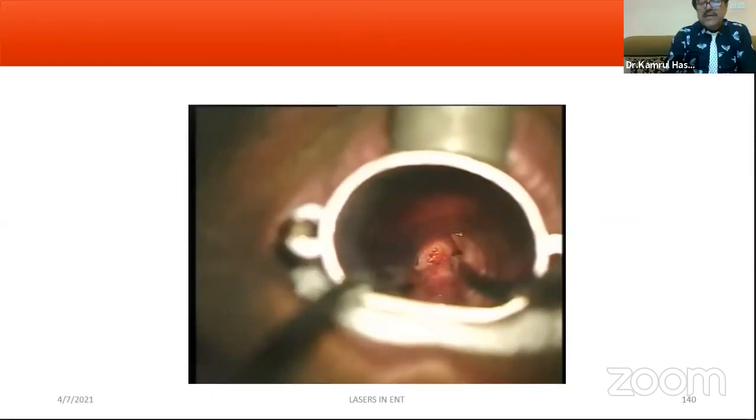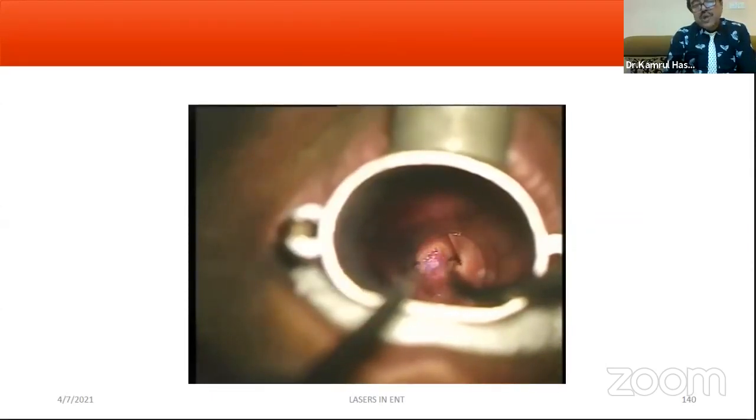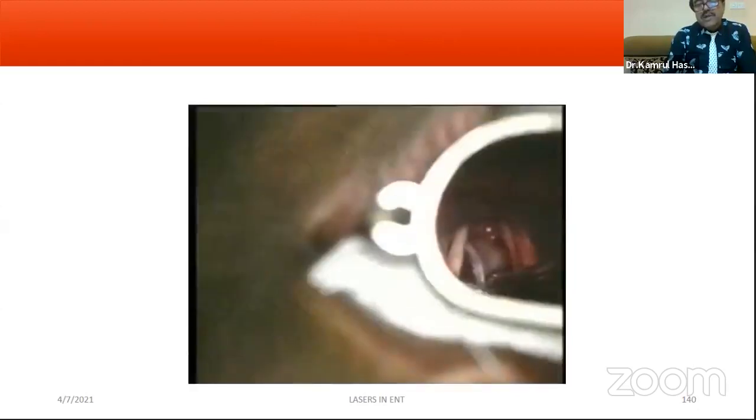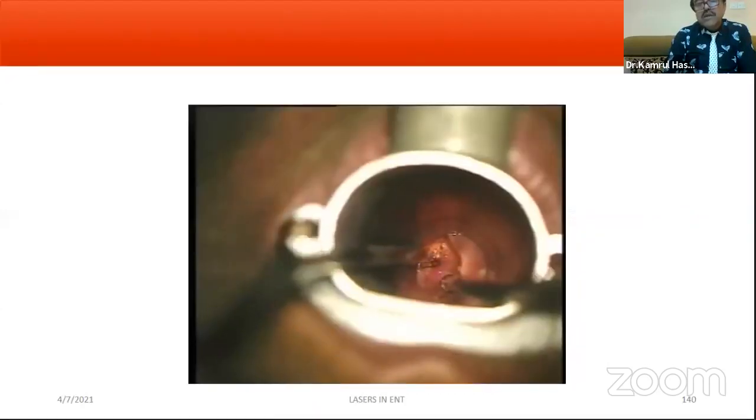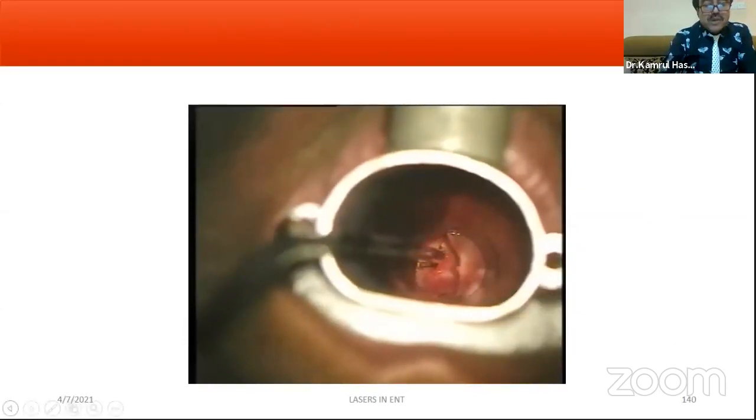So in those cases, what to do? You can use both the diode and carbon dioxide laser in a crisscross manner. Yes, you have seen the work is done beautifully. There is a T-tube, through the incision that is given, and the T-tube is placed in position.